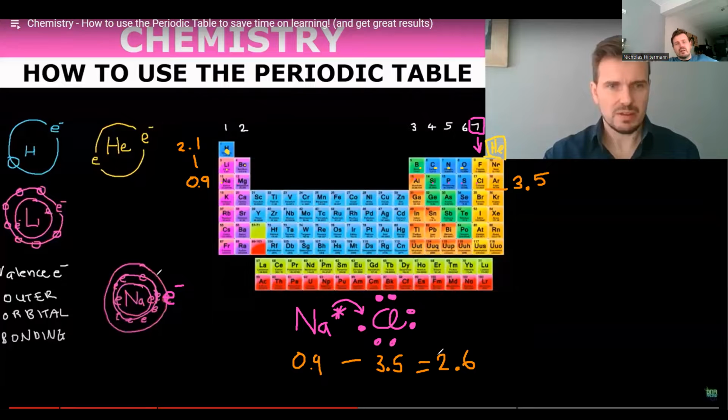2.6. Okay, there are different textbooks, and I don't want to confuse you. I'm just going to say that there's not 100% consensus in the textbooks, but anything about 1.8 or bigger difference is ionic. Yes, the difference between the electronegativities.